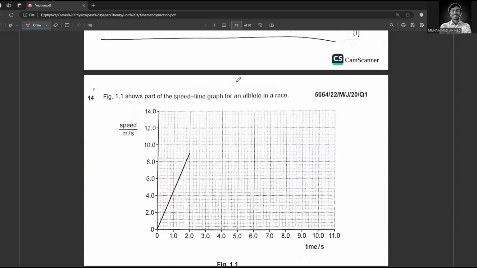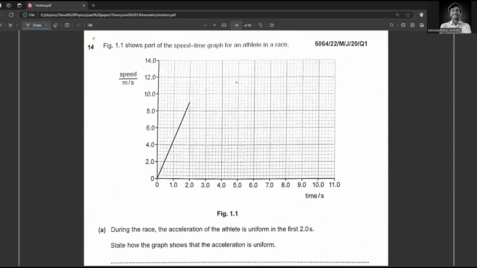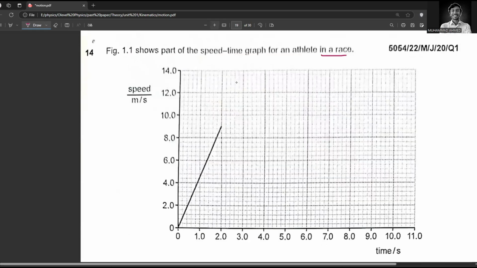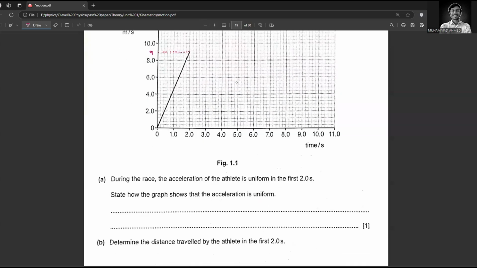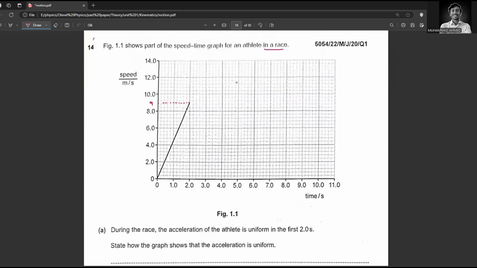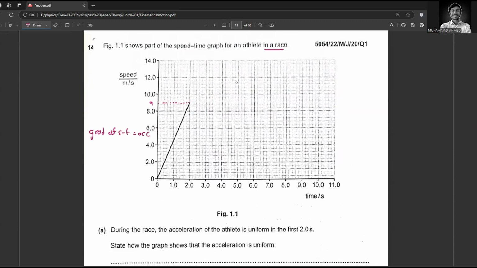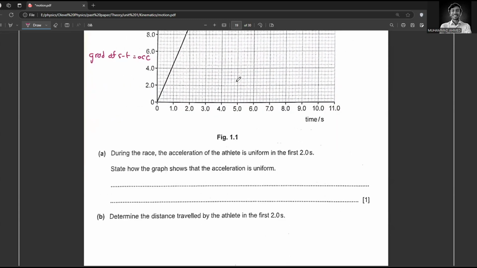Let's further move ahead. Figure 1.1 shows part of the speed-time graph for an athlete in a race. Let's zoom in here. This speed is 9, just so that we know it in the question. During the race, the acceleration of the athlete is uniform in the first 2 seconds. State how the graph shows that the acceleration is uniform. Very easy. We know the gradient of a speed-time graph is acceleration, and since we have a straight line, the gradient will be constant. Hence, the acceleration is constant or uniform.